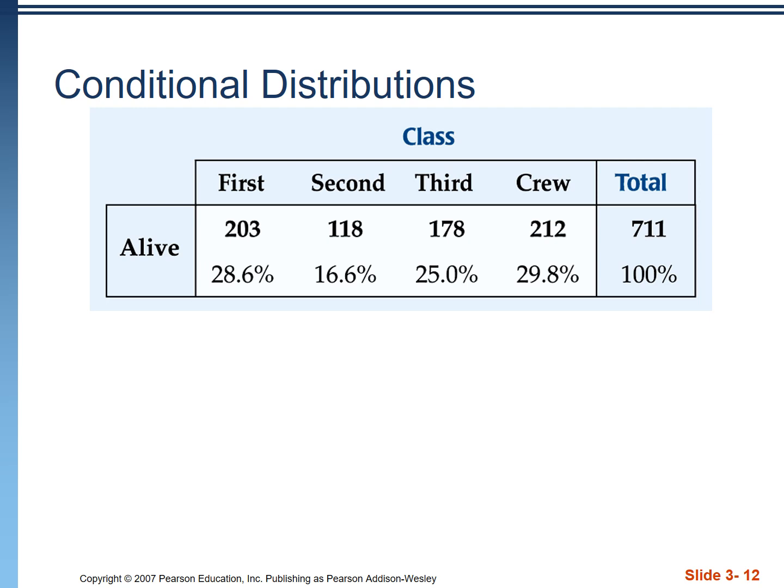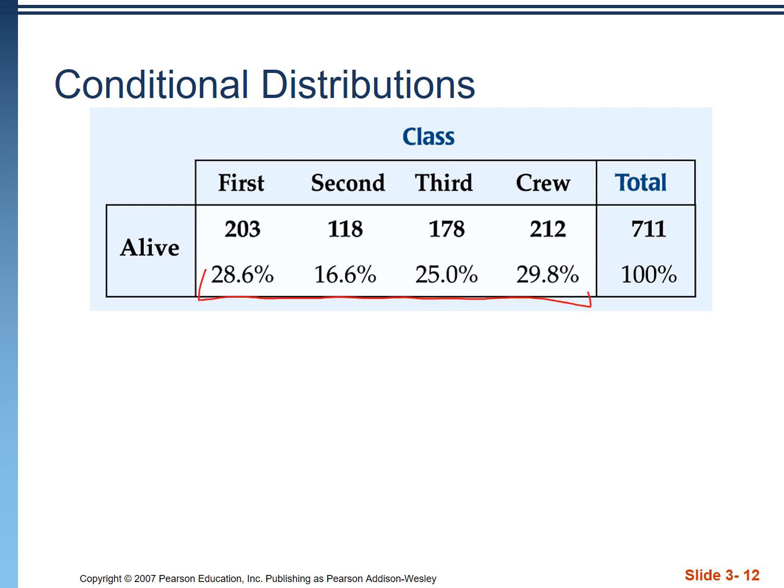Once again, this is the conditional distribution of the 711 passengers that survived the sinking of the Titanic. And let's look at these numbers a little more in depth at this point, and compare it to what we've been led to believe about the Titanic, namely that first class passengers were more likely to survive the sinking and third class and crew class were less likely to survive the sinking. When we look at these percentages, we really don't see that borne out.